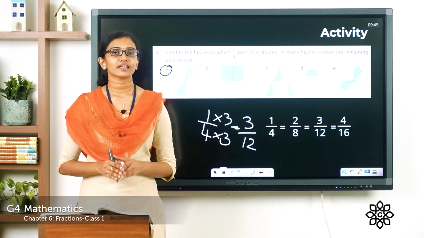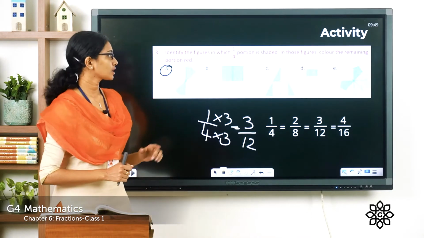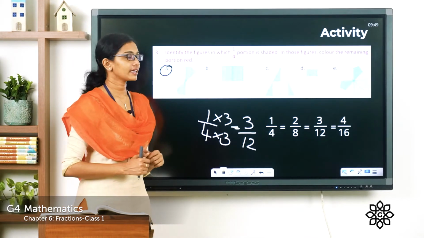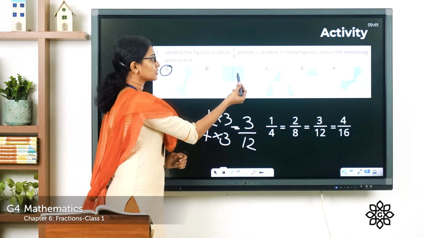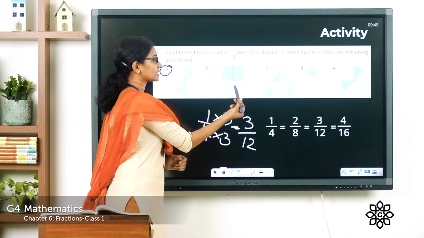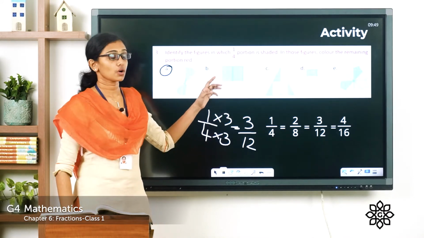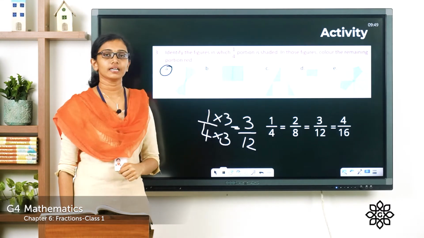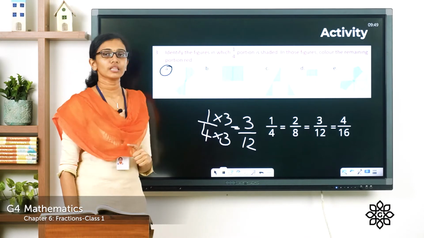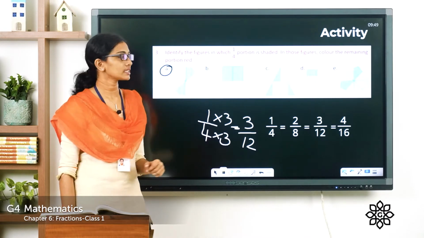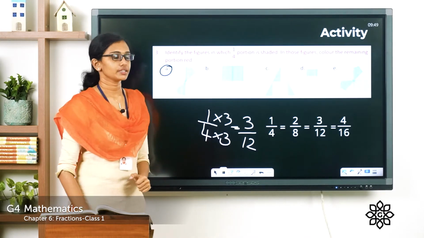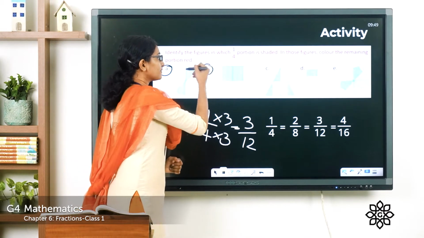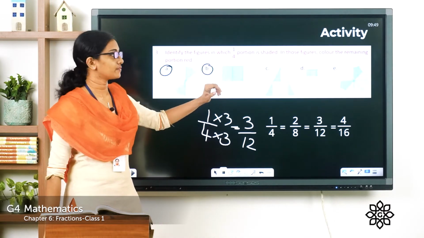Now let's look at the second option, option B. How many total equal parts are here? 1, 2, 3, 4, 5, 6, 7, 8. There are total 8 equal parts and 2 parts of it are colored in blue. So here also the fraction of the colored part is 2 by 8. So this is also an equivalent fraction of 1 by 4.